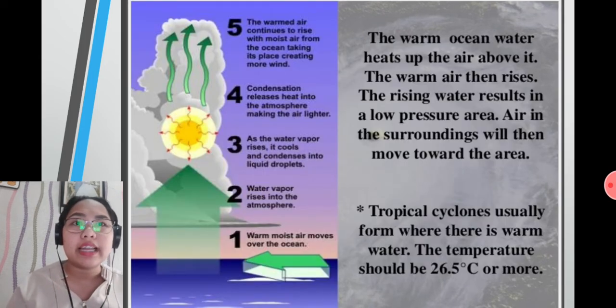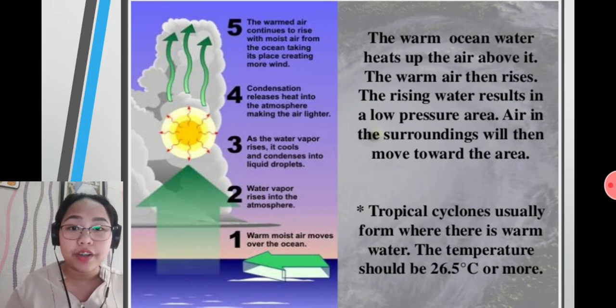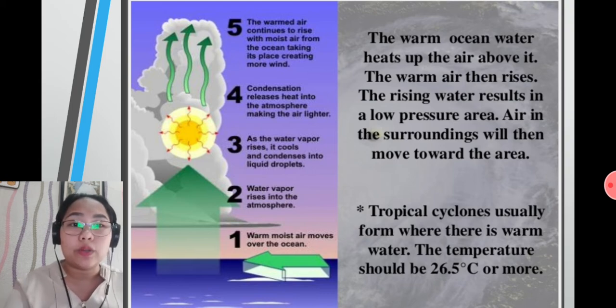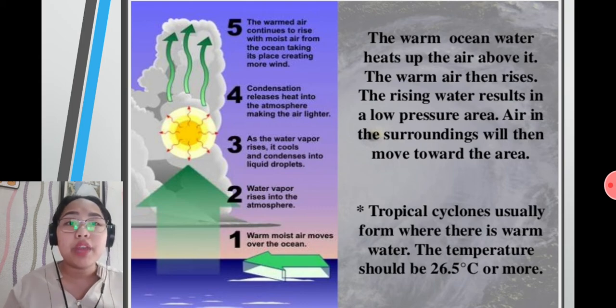This graphic organizer will help us know how a tropical cyclone forms. Let's read. The first step, number 1, warm, moist air moves over the ocean. Number 2, water vapor rises into the atmosphere. Number 3, as the water vapor rises, it cools and condenses into liquid droplets. Number 4, condensation releases heat into the atmosphere, making the air lighter. And number 5, the warm air continues to rise with moist air from the ocean taking its place, creating more wind.